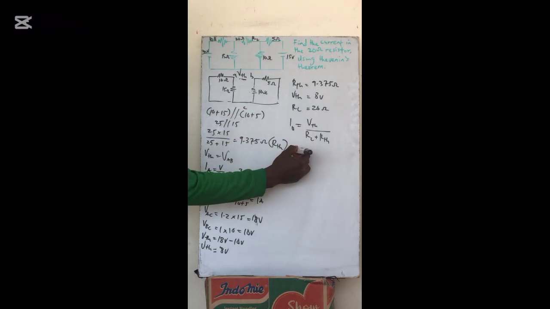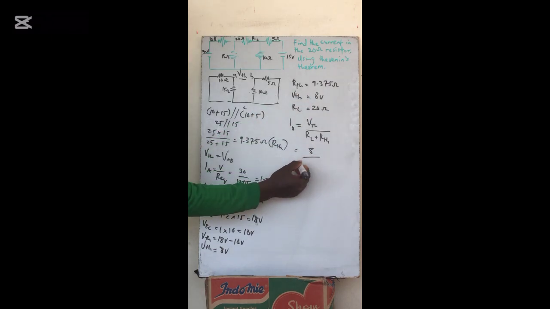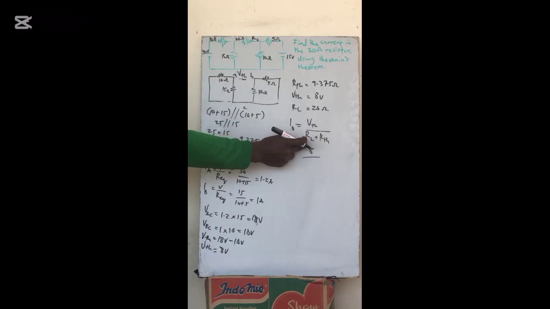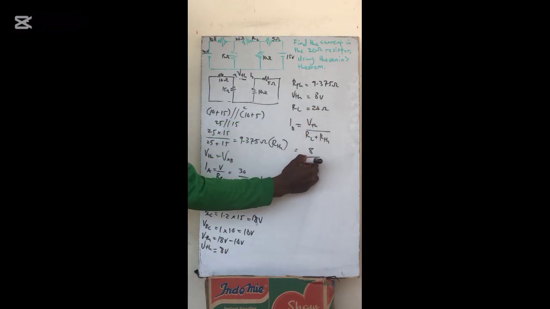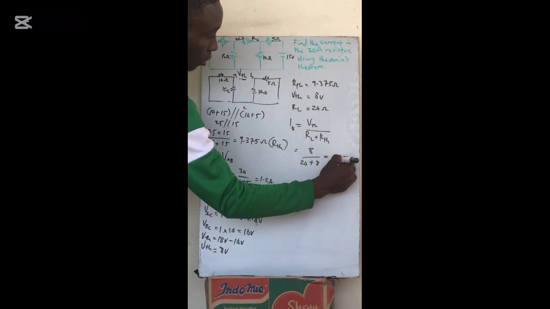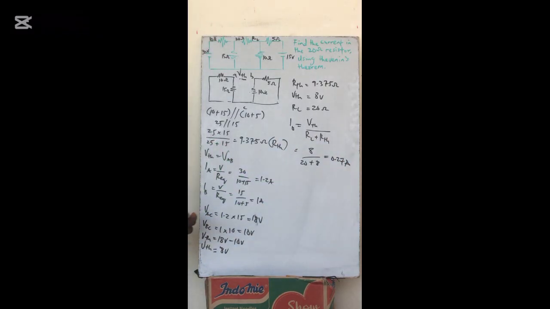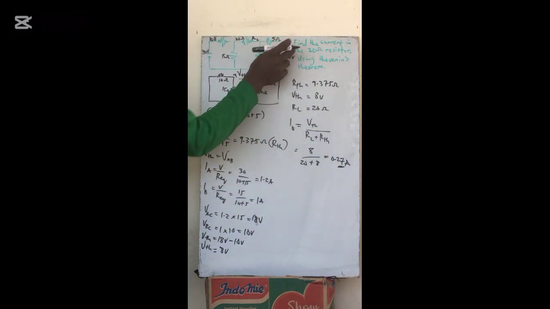What is just remaining now is to insert what we got in the question. So now it will be 8 over the load resistor 20 plus the R Thevenin 9.375. That will give us approximately, on our calculator, 0.27 ampere. So that is the current we are asked to look for. So I think with this we are good to go.